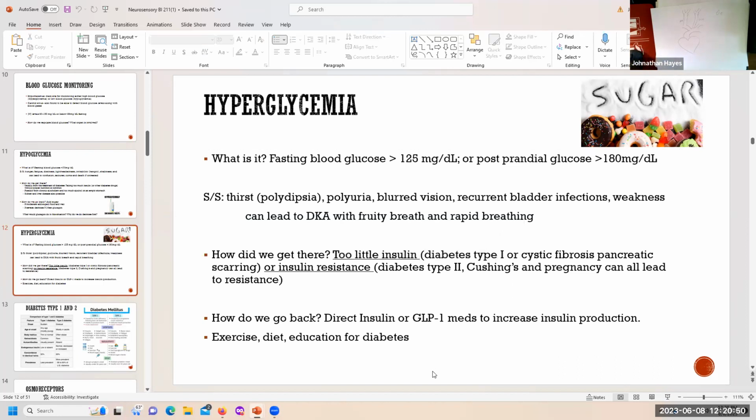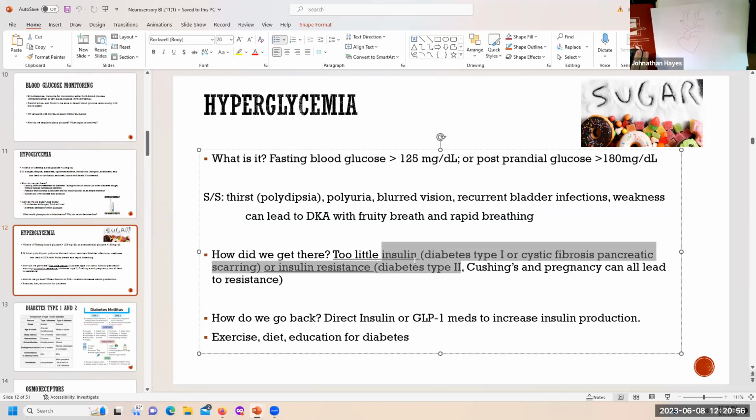But probably more commonly nowadays, because of the American diet, you're seeing a lot more type 2 diabetes, which is usually, again, you could be producing too little insulin, but a lot of times the insulin might be normal, but your cells are just not responding the way they should. So we have what's called insulin resistance diabetes.